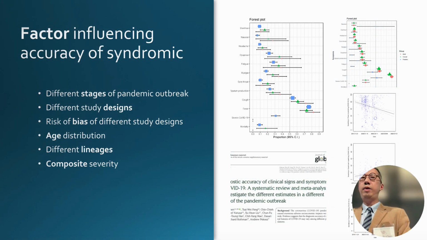Our study also identified several factors that influence the accuracy of symptom-based prediction for COVID-19 infection and its severity. This includes study design, age distribution, viral lineages, among others.